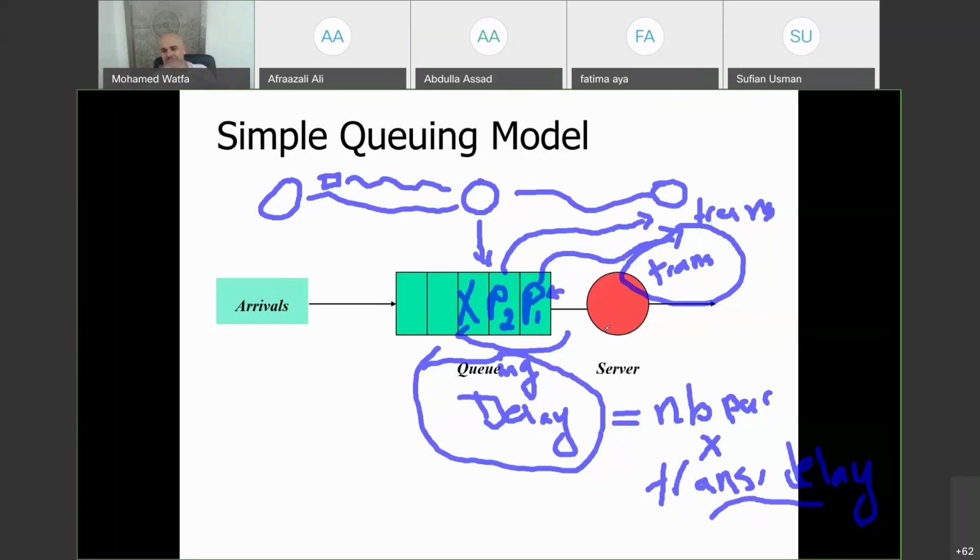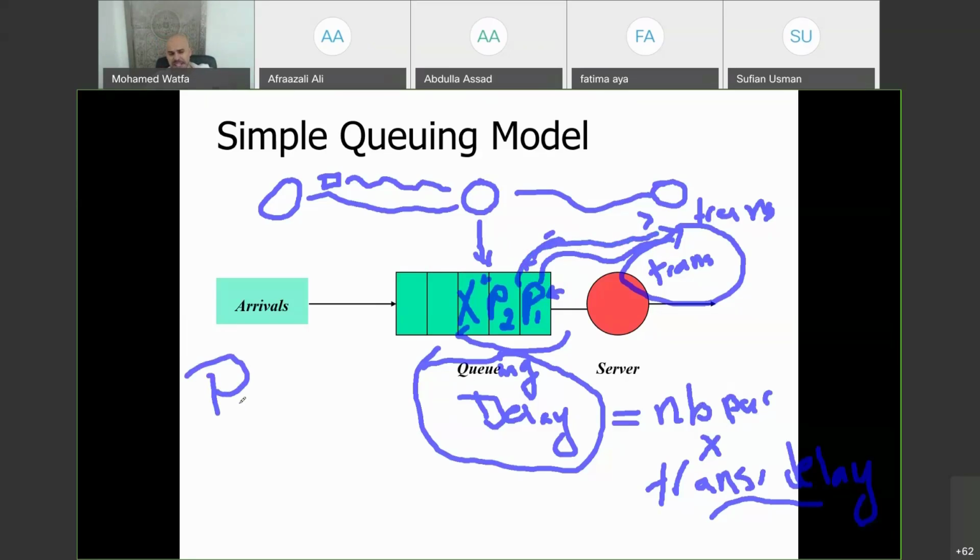Usually in exams or in analysis, we assume they have equal transmission delay, because I don't want you to calculate them one by one. I would say you have 5 packets, find the transmission delay and multiply them, just to make your life easy. Now, if they were not equal, I have to add them, do the delay for each one of them separately. Until they leave the queue, they have to leave the queue. So that's what the queuing delay is.